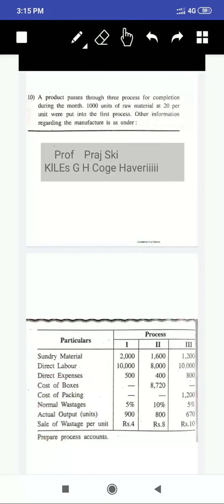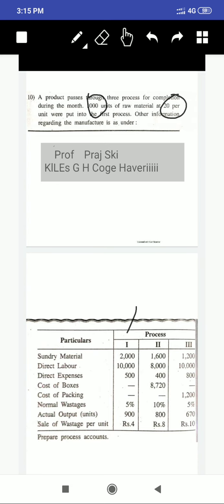Question paper 2019, question number 10, related to process costing. The question is like this: a product passes through 3 processes for completion during the month. 1000 units of raw material at rupees 20 per unit. These two figures you need to write in the first process. Where? In the first process, right?